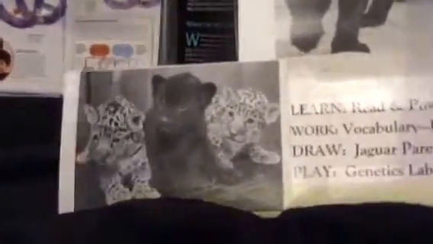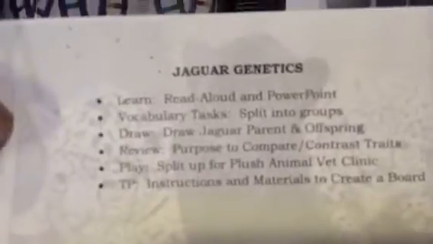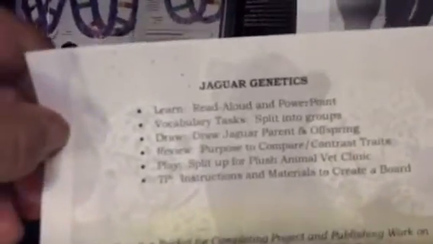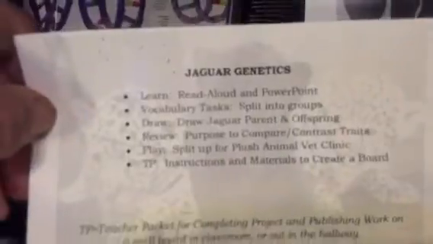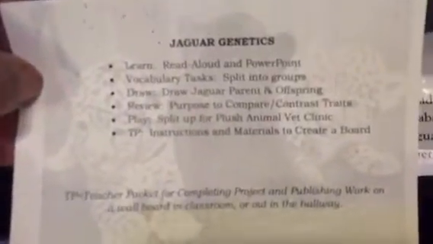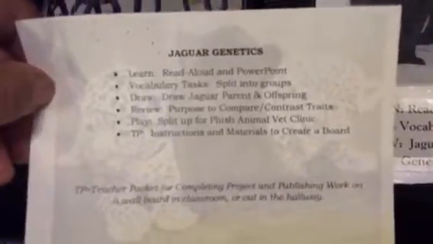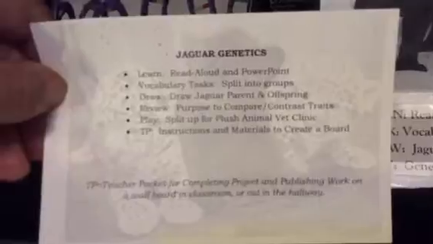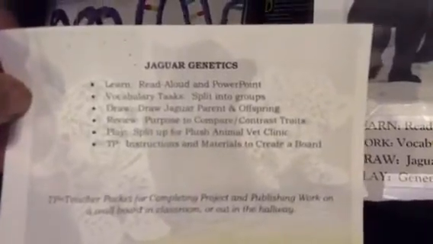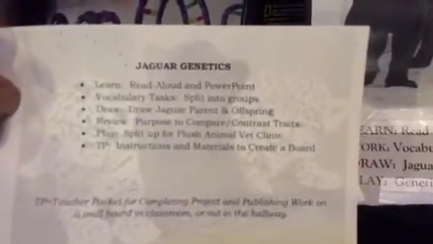I want to talk to you for a couple of minutes about Jaguar Genetics. Look on this side. Jaguar Genetics is an Early Form School of Liberal Arts and Sciences project where students will learn through a read and PowerPoint, do some vocabulary tasks, work with the words and the new terms, draw jaguars to compare parent and offspring, review the purpose of comparing and contrasting to send home in the teacher packet, and then they will play, in this case for genetics research, not plush animal vet clinic.